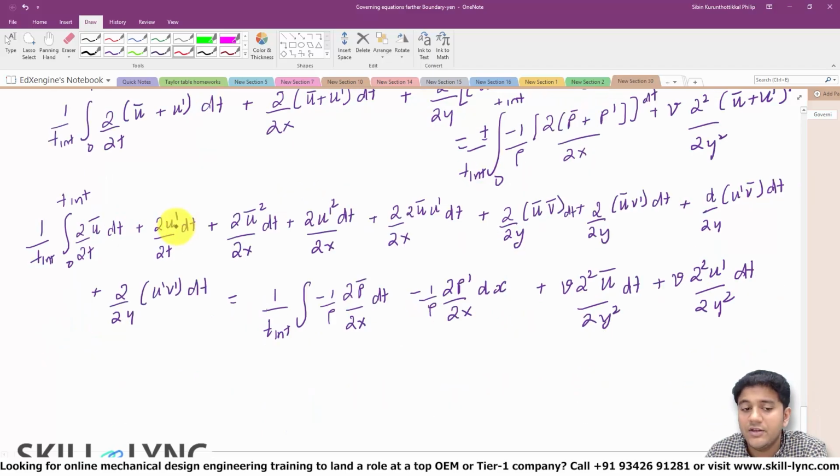Now as we have already seen, time averaging a fluctuating quantity is going to result in 0. So this term is going to be 0. This term is also 0 because when you integrate it, u bar is going to come out of the integral, and that is going to get multiplied with the integral of u prime, and that is going to result in 0. This term is going to be 0. This term is going to be 0.